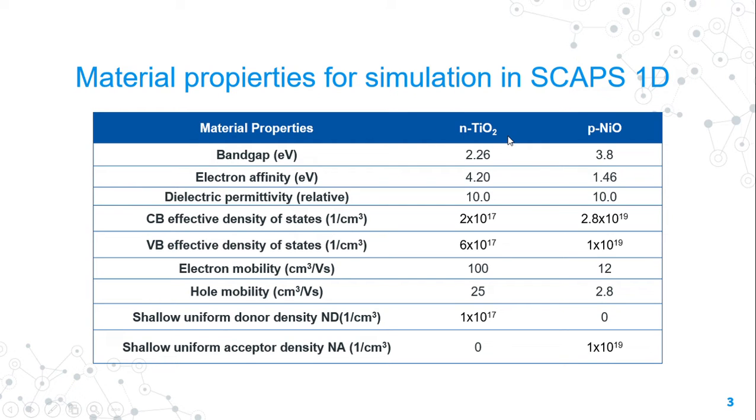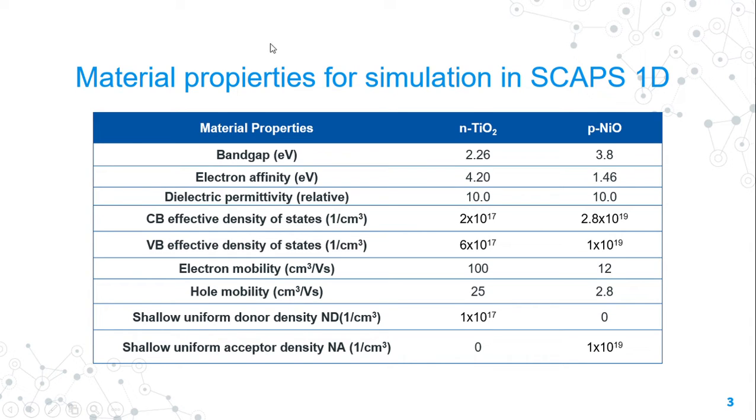These last two parameters are important because if it's an N material, we have the donor density, but if we have a P material, we have an acceptor density. In these parameters, we can see some things that are very curious about the materials.